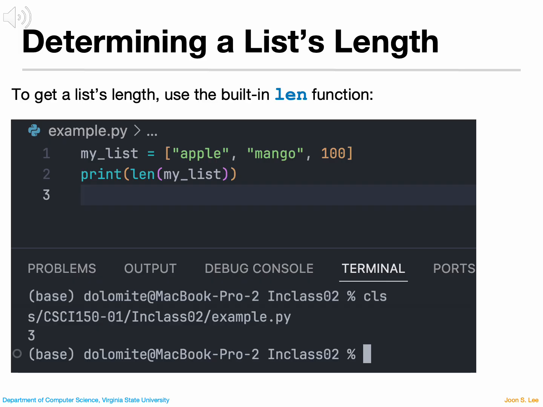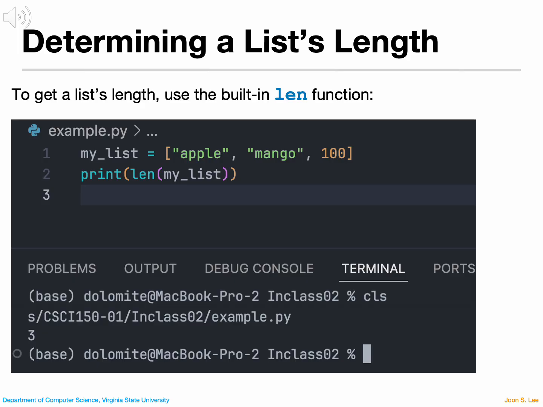Sometimes we need to know how many items are inside a list, especially when we're looping through it or checking if it's empty. Python makes that super easy with a built-in function called len, short for length. Let's look at this example. my_list has 3 items: apple, mango, and 100. When we pass the list into the len function in line 2, Python counts how many items are in the list and returns that number. So the output will be 3. This means our list has 3 elements.